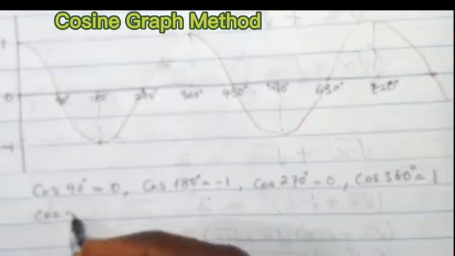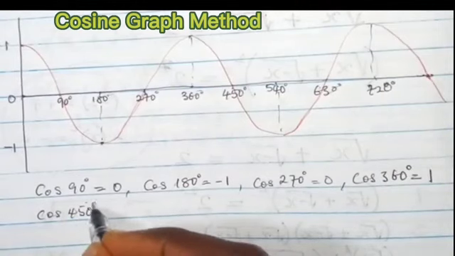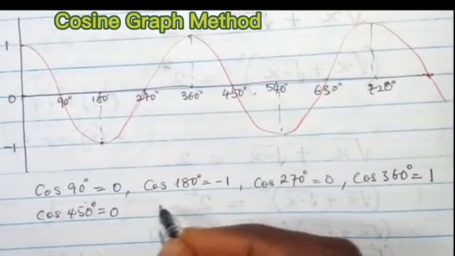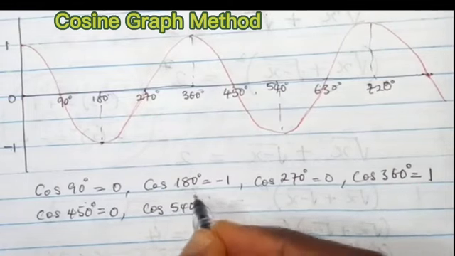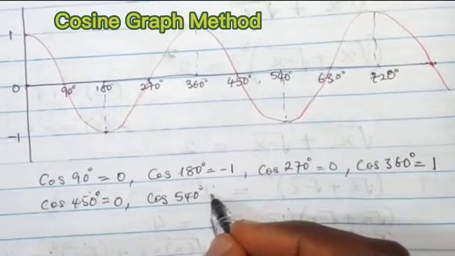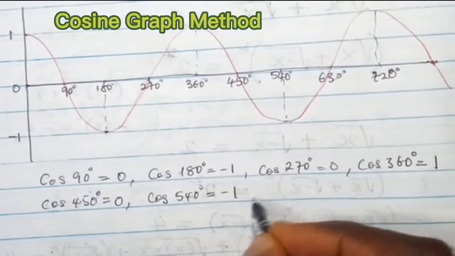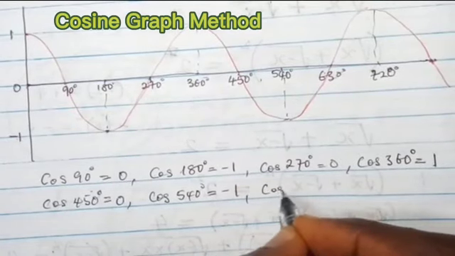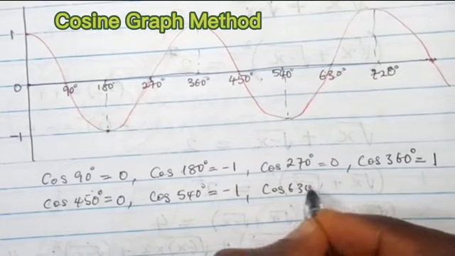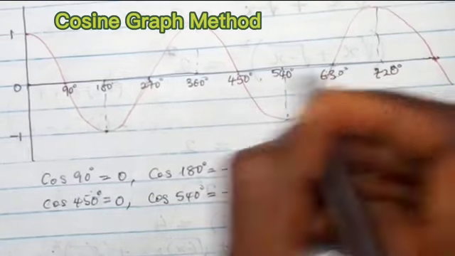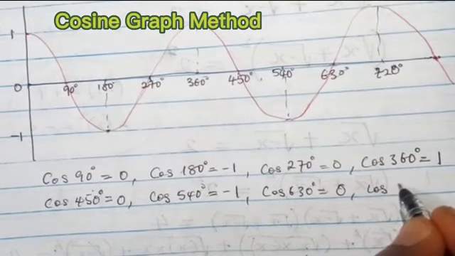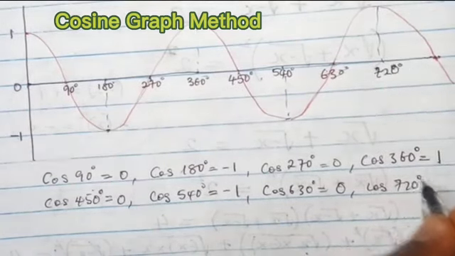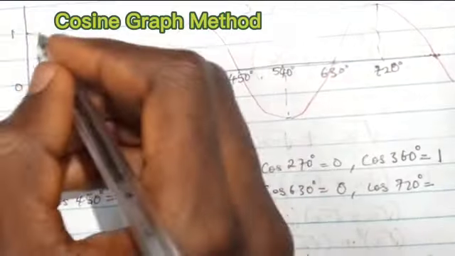For cos 450 degree we have 0, because it's on the line. And cos 540 degree is on the lower amplitude, which is minus 1. And cos 630 is on the horizontal line, so we have 0. And cos 720 is on the upper amplitude, so it is 1.